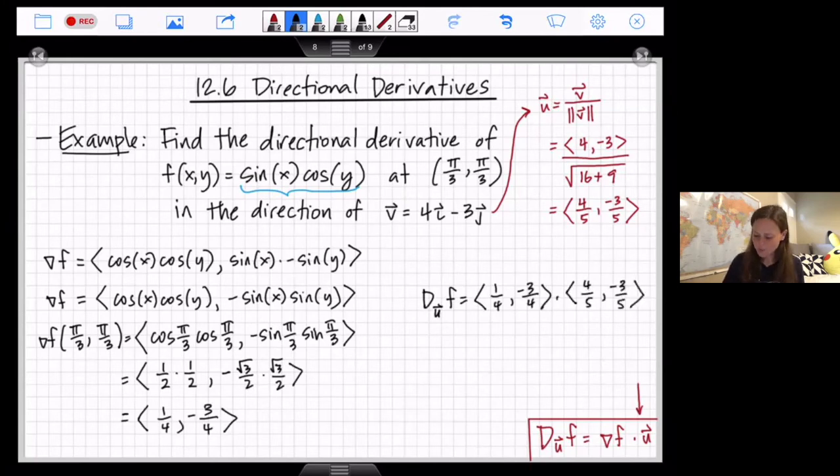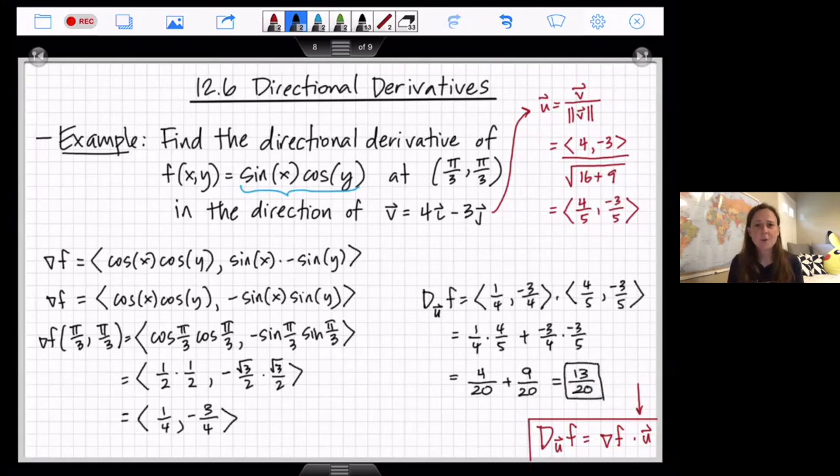Okay, so a lot of fraction multiplication, right? I've got 1/4 times 4/5, multiply component-wise, and then add negative 3/4 times negative 3/5. All right, I could cancel out those 4s, but I see a common denominator coming, so I'm going to leave it. Multiply across the top, I get 4 over 20 plus 9 over 20. And then I've got the common denominator. I can add them, 13 over 20. Okay, so like I said, directional derivatives are going to be scalars. We got 13 over 20. Let's go over to GeoGebra and think about what this actually means.